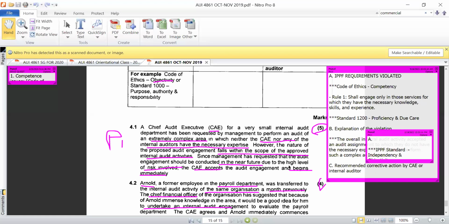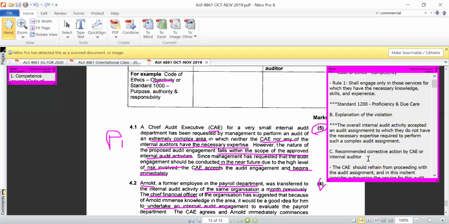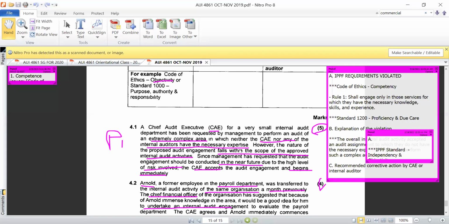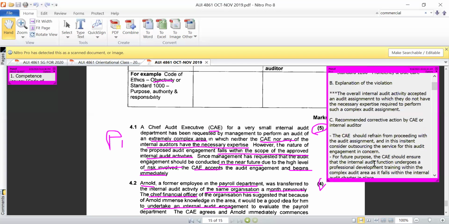They won't. So the first thing here, the chief audit executive has to withdraw, or refrain from proceeding with the audit assignment in this instance, and then consider outsourcing the service for this audit engagement. Now, because we are also considering the fact that this engagement falls within the scope of the approved internal audit activities, what should the chief audit executive then do?